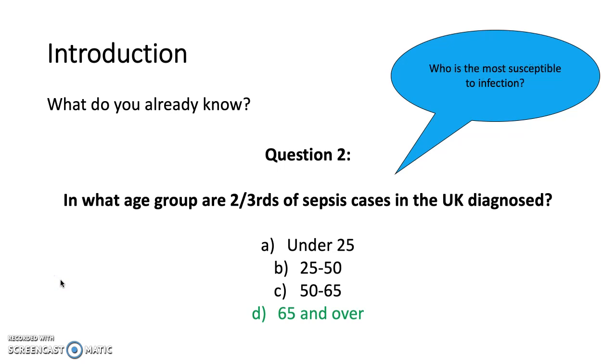The correct answer is D. 65 and over. This age group are more prone to infection and therefore more prone to sepsis.